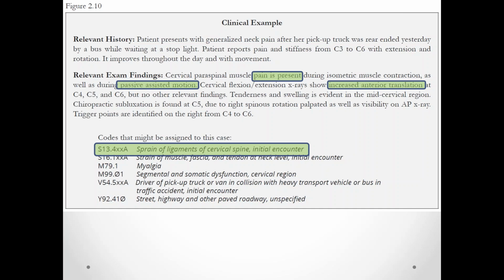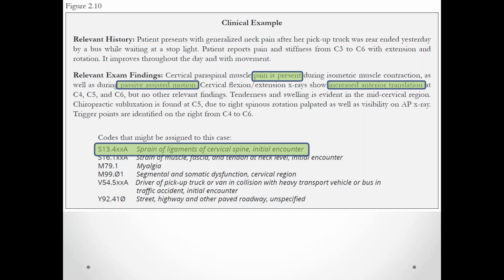So here's the problem with this. An auditor, let's say the auditor is a dummy, okay? He does not know chiropractic. He doesn't know anatomy. He doesn't know anything about health or healing of the human body, but he has this book right here, okay? He's got this book, and he's read the rules, and he knows what the rules are, and he's looked up the codes, and he knows what the codes say. Well, a sprain of ligaments of the cervical spine doesn't say anything about passive assisted motion or anterior translation.